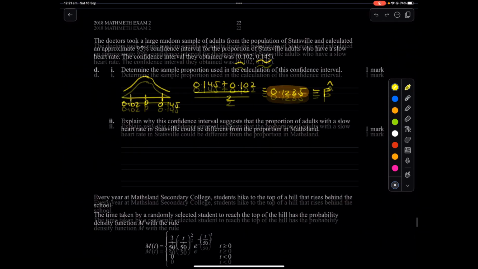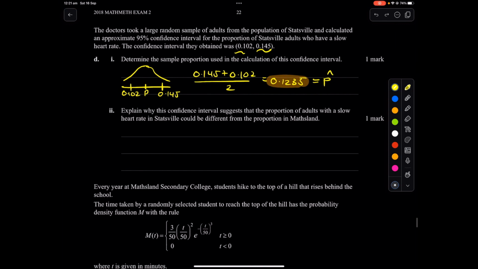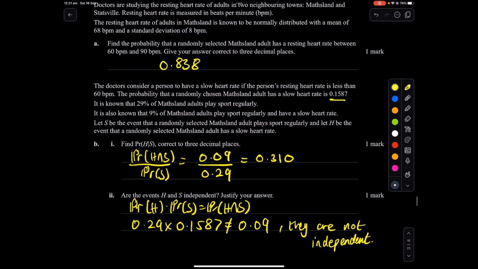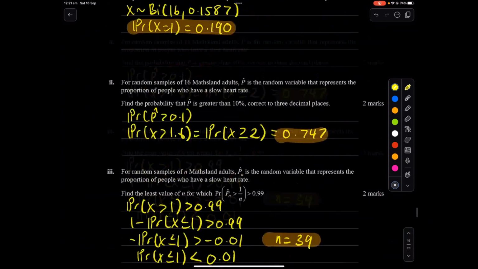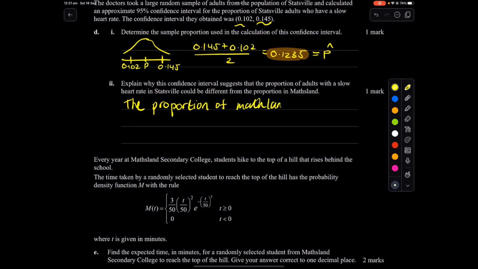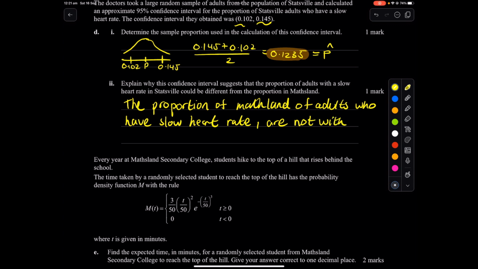No, it doesn't. So we can say that the proportion of Mathland adults who have slow heart rate is not within the confidence interval of Statville.